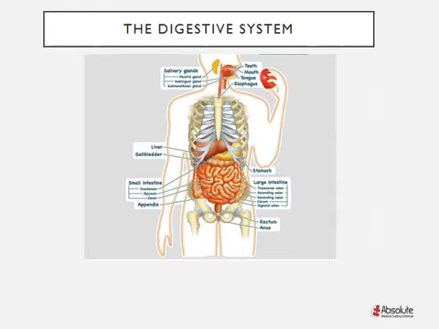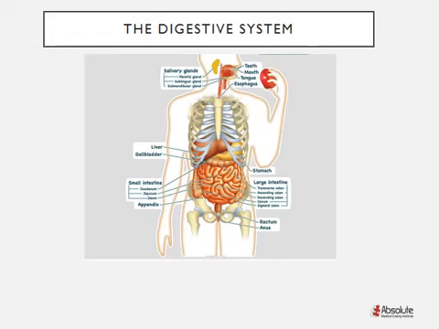Okay, so let's talk about the digestive system. First, I want to draw your attention to the top right, where we see the teeth, mouth, tongue, and esophagus. Digestion begins in the mouth. So first you chew, then you swallow, and that kind of starts the process.